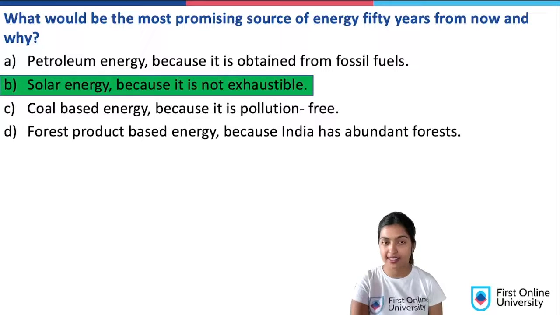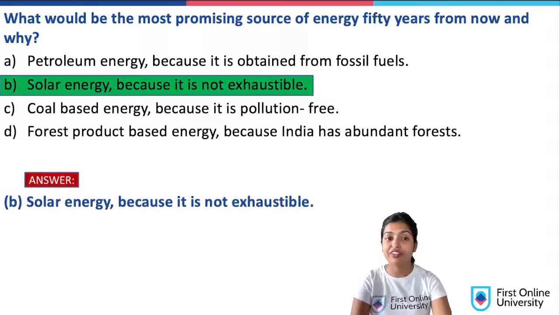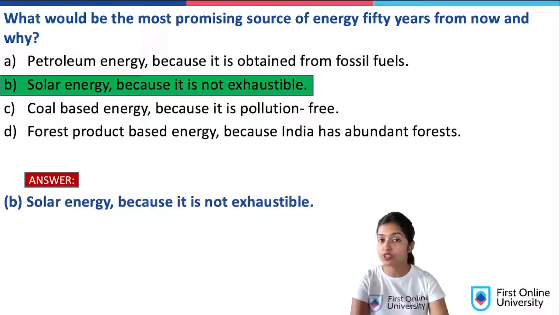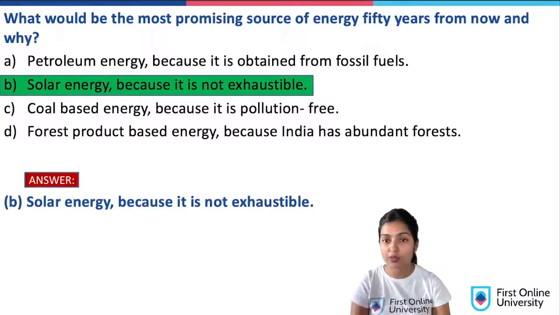The most appropriate answer out of the 4 options is B, solar energy, because it is not exhaustible. So let us see why we have eliminated the 3 options. Petroleum energy because it is obtained from fossil fuels. You should understand fossil fuels is a non-renewable resource and it is exhaustible. You cannot use it infinite amount of times, right?